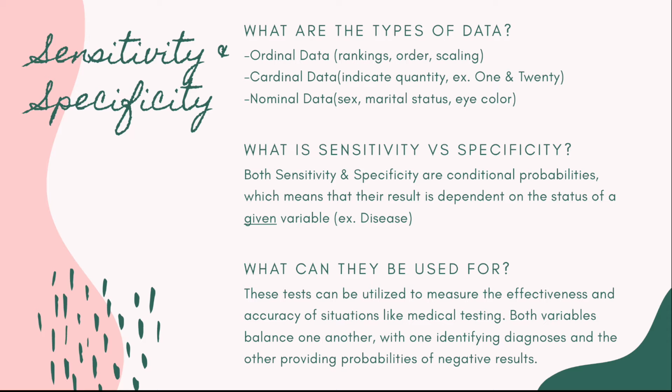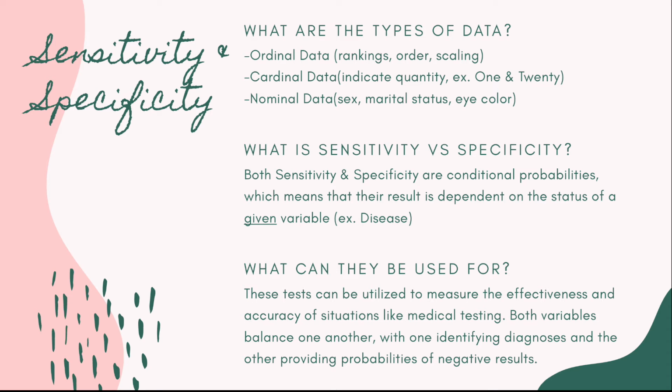So what truly is sensitivity versus specificity? Both sensitivity and specificity are conditional probabilities, which means that their result varies on the status of a given variable, which is why many of these questions will include the phrase, given the. What can they be used for? Sensitivity and specificity can be used for many different things, but it is very popular in the medical field as these tests can be utilized to measure the effectiveness and accuracy of certain situations, including medical testing.